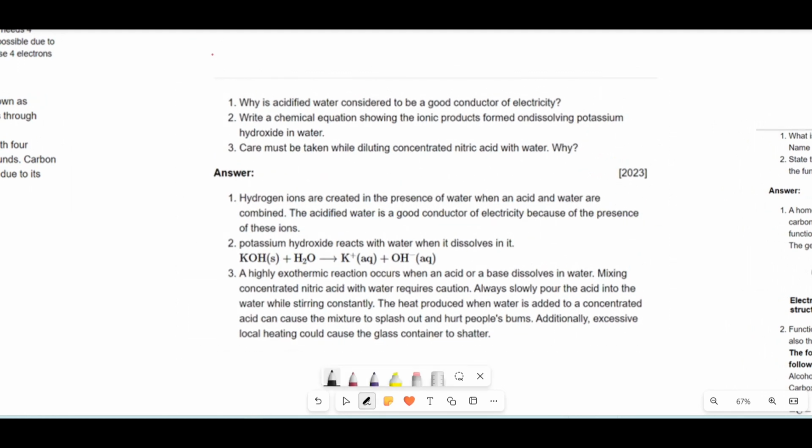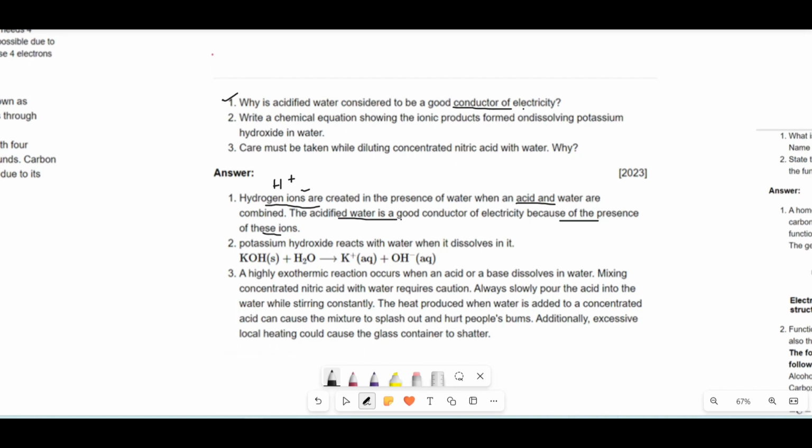Why is acidified water considered to be a good conductor of electricity? What is the answer? When acids are added to water, hydrogen ions are created. H plus ions are created. So the acidified water is a good conductor of electricity because of the presence of these ions. When ions are there in the water, electricity can be conducted very well. So when you add acid into water, hydrogen H plus ions are produced.